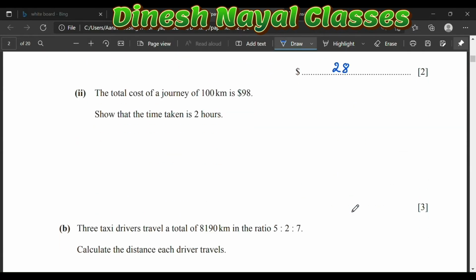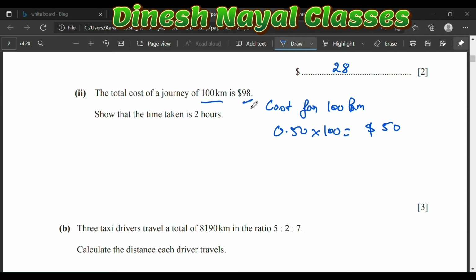Second part: the total cost of a journey of 100 kilometers is $98. Show that the time taken is 2 hours. So first we calculate the total cost of the journey of 100 kilometers. That will be 0.50 times 100, which is $50.